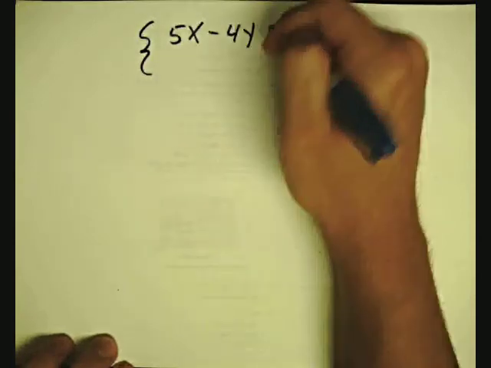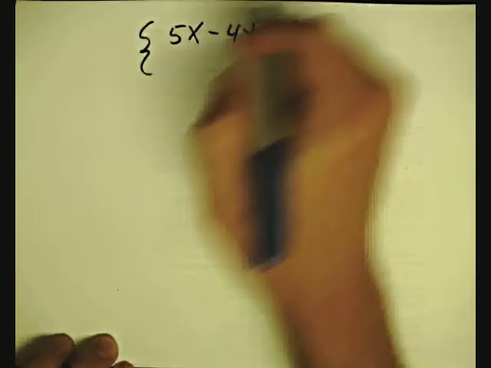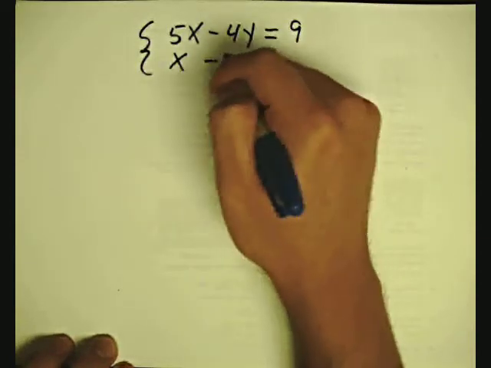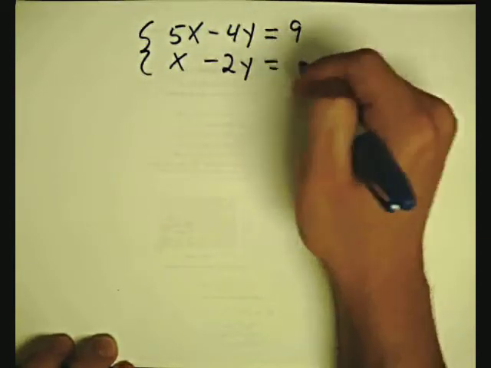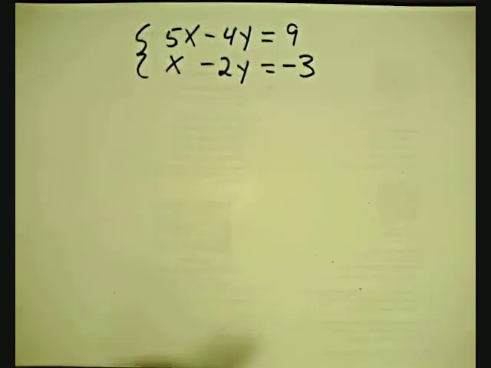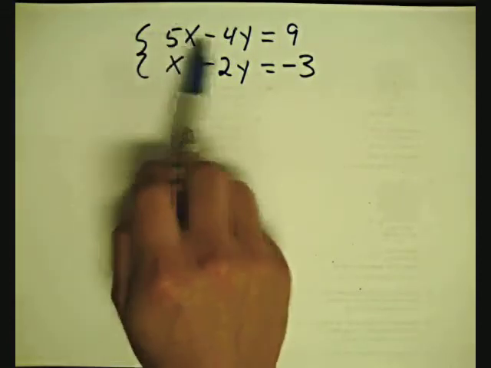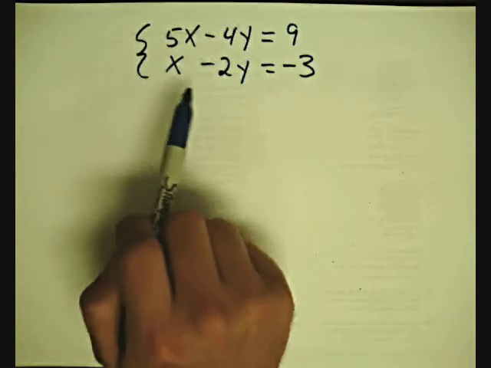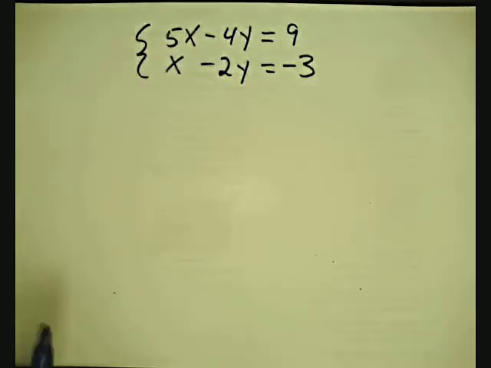So example number 2 for our section. Let's solve the system 5x minus 4y equals 9, and x minus 2y equals -3. So the first thing to check for is whether one of your variables is already solved for. And no, I've got x and y on the left, x and y on the left. So neither of my variables is solved for.